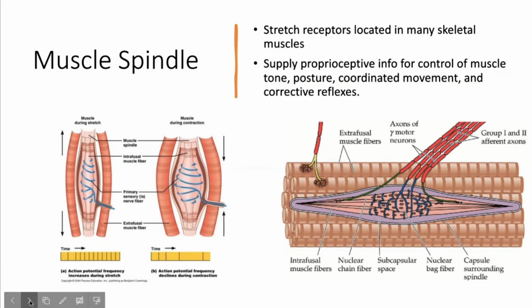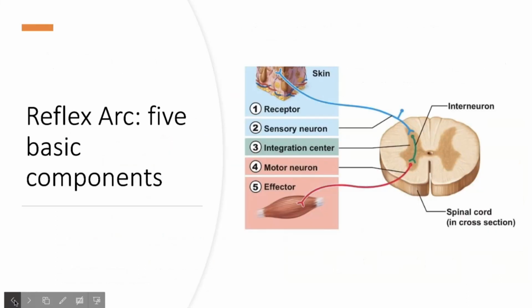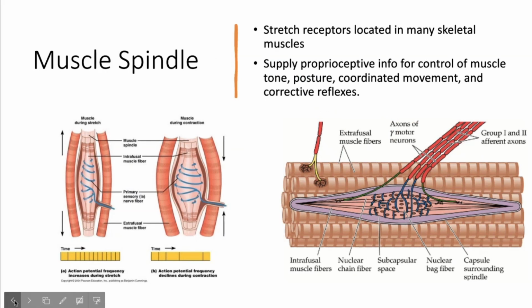Jordan just covered this topic, but the muscle spindle itself is a stretch receptor located in many skeletal muscles, as mentioned, and they supply proprioceptive info for control of muscle tone, posture, coordinated movement, and corrective reflexes, just to name a few. And as you can see here on the bottom left photo, as an action potential frequency increases, the muscle is stretched, and then right next to it, when the action potential frequency declines, there is contraction. And then here on the right side, just quickly, is a close-up image of what a muscle spindle looks like.